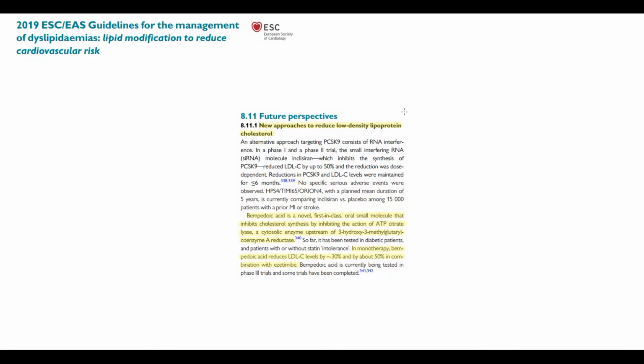Bempedoic acid is a new drug in the treatment of dyslipidemia. The major effect of bempedoic acid is a decrease in blood cholesterol level. Bempedoic acid has a unique mechanism of action. This drug inhibits cholesterol synthesis by inhibition of ATP-citrate lyase. Intake of bempedoic acid alone can reduce low-density lipoprotein cholesterol by 30%, which is quite significant.